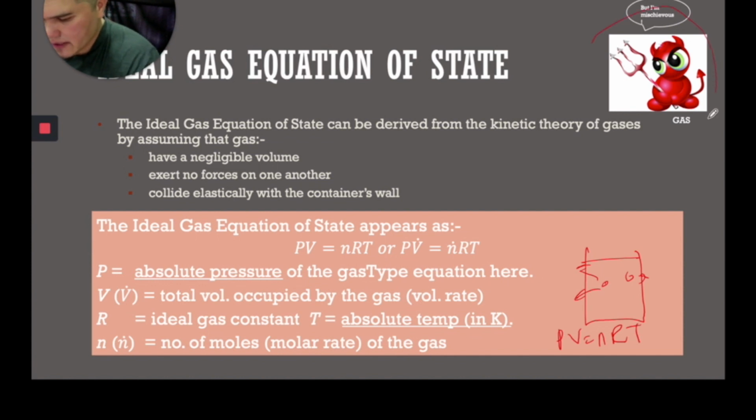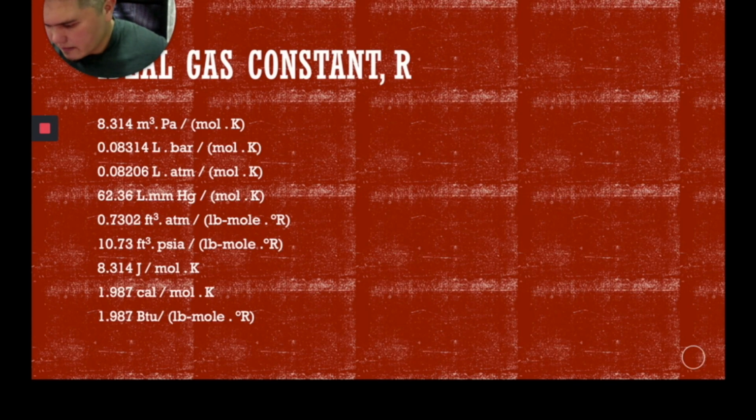But the gas itself says, I'm mischievous. What does it mean? It means they are not simply obeying the law, but for the sake of relating it to an ideal gas equation, we have this particular equation PV equals nRT. R itself is the gas constant. You have many ways, many units, to express the gas constant.